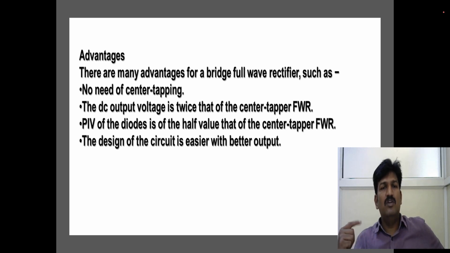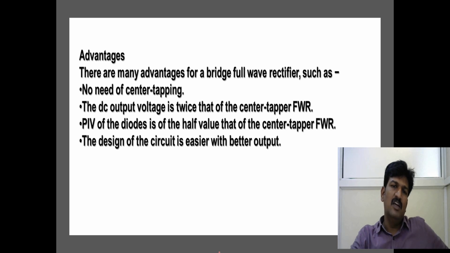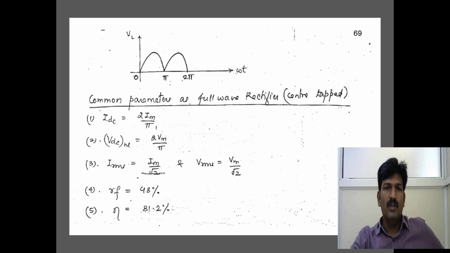The peak inverse voltage of the center tapped rectifier is 2 Vmax. Now it becomes Vm only, half of the center tapped rectifier's peak inverse voltage. The design of the circuit is easier and can provide better output using this bridge rectifier compared with the center tap. You can understand this. Finally, this is the output. You can also know this one.